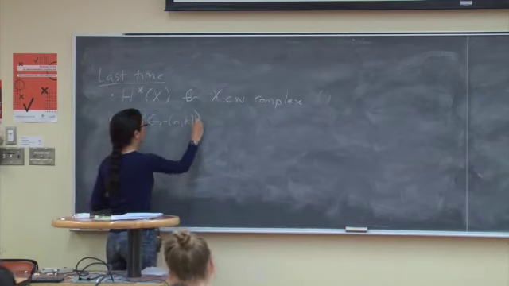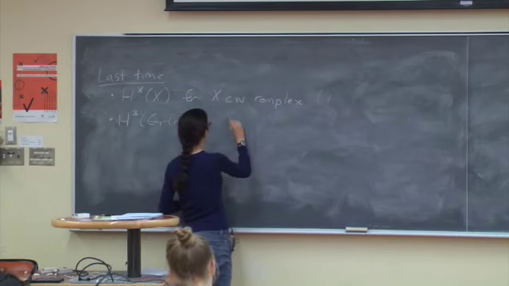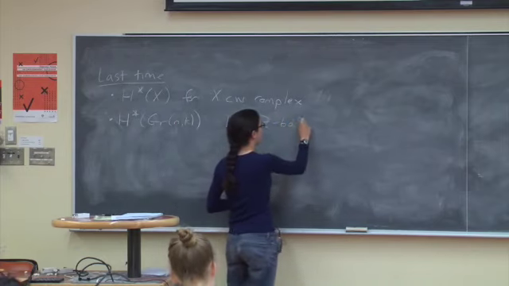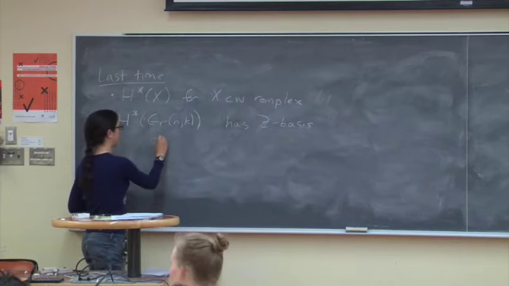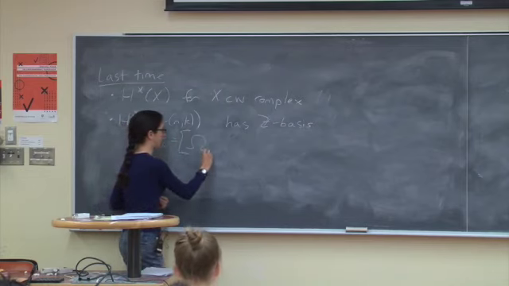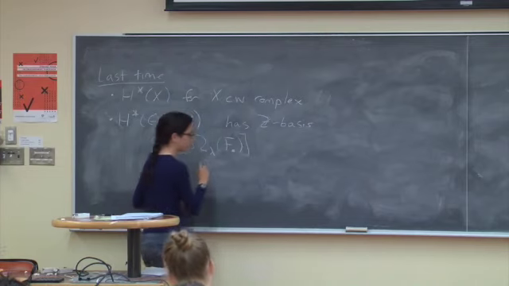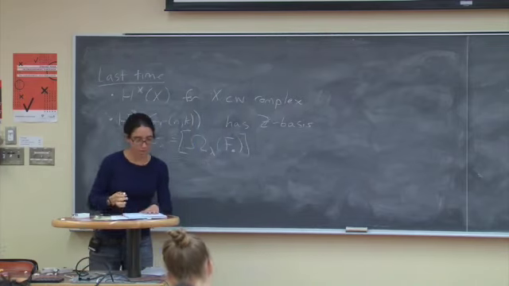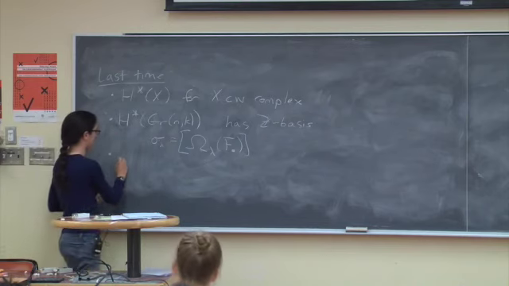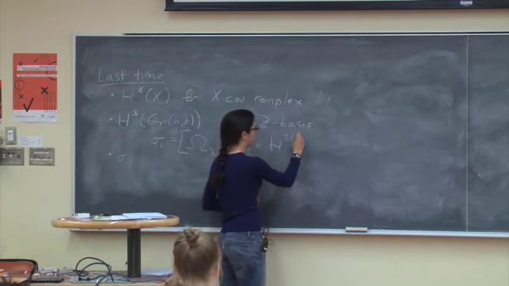So we take the Schubert cell decomposition of the Grassmannian. It has some Z basis, indexed by partitions, which I'm going to call sigma lambda. And I wrote this as the cohomology class of a Schubert variety. And then I want to point out this is a graded ring. So this is in degree 2 times the size of lambda.